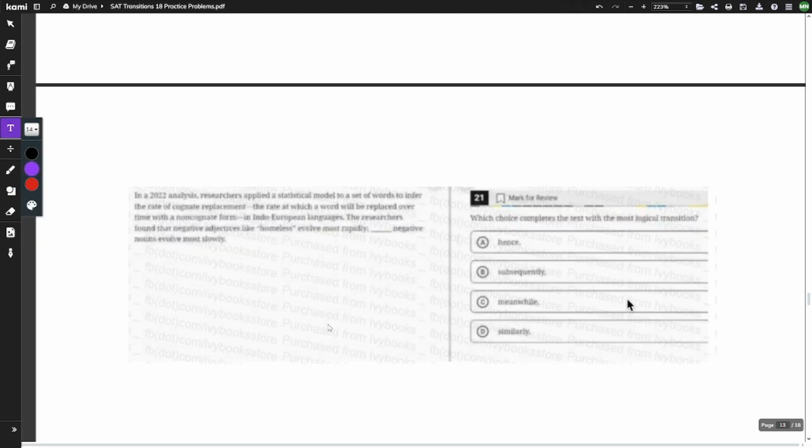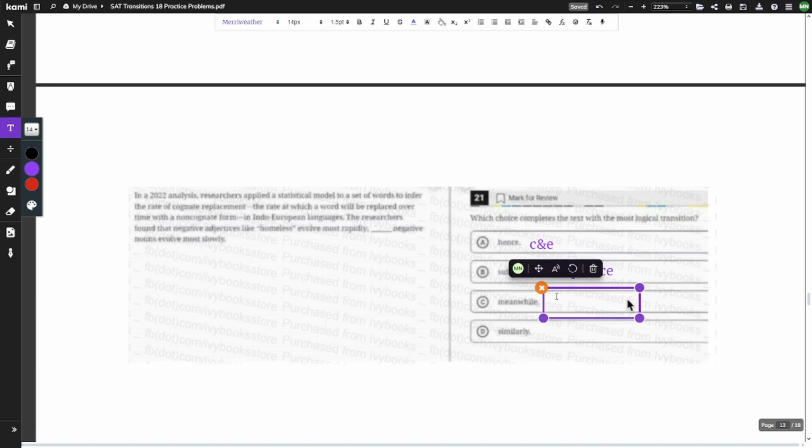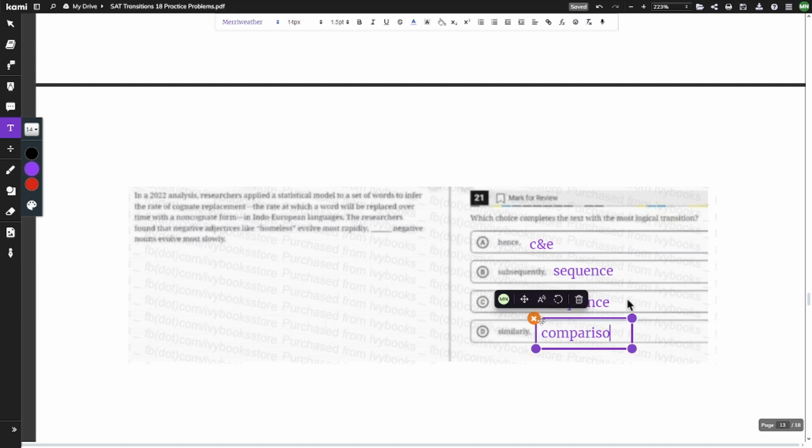Question number 13. Let's look at our answer choices and see what categories they belong to. Hence is going to be cause and effect. Subsequently is going to be sequence of events. Meanwhile is also going to be sequence of events. And similarly is going to be comparison. Now these two are in the same category, but if you remember with sequence of events, they have different meanings, so we can't just cross them out. Like first and last, they mean different things. Subsequently and meanwhile, they also mean two different things. Subsequently means after, and meanwhile means at the same time. So, yeah, they're different. Let's look at our text now.